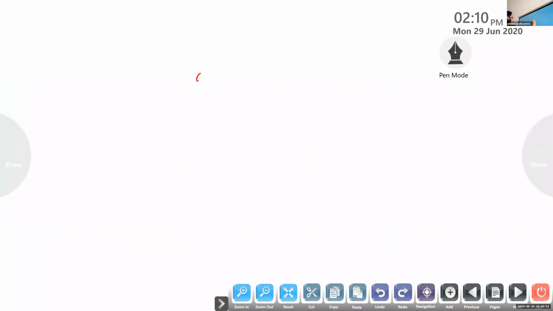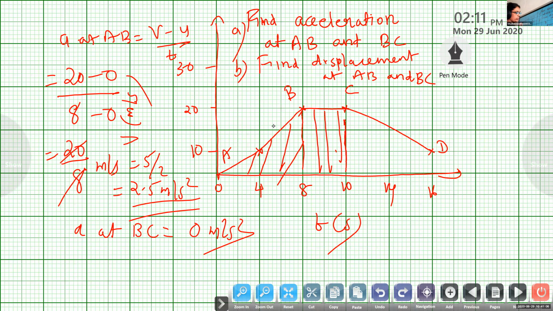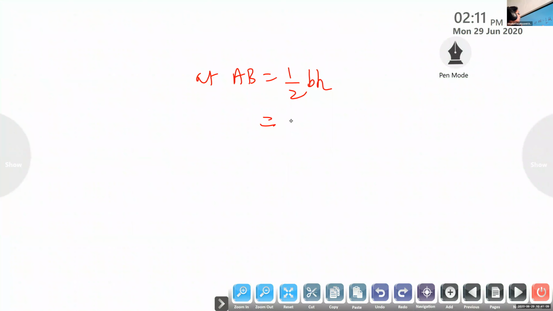First at AB. AB again half BH, base into height. According to the figure, base is 8 seconds, height is 20. Half into 8 into 20. It's very simple if you understand. Half of 8 is 4, 4 into 20, how much do you get? 80 meter.